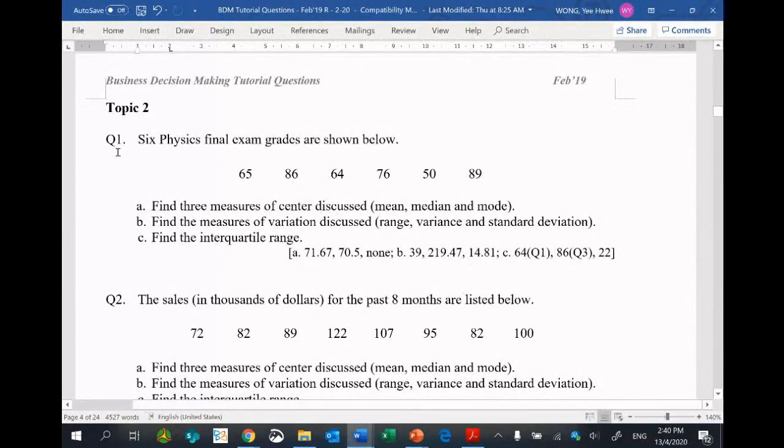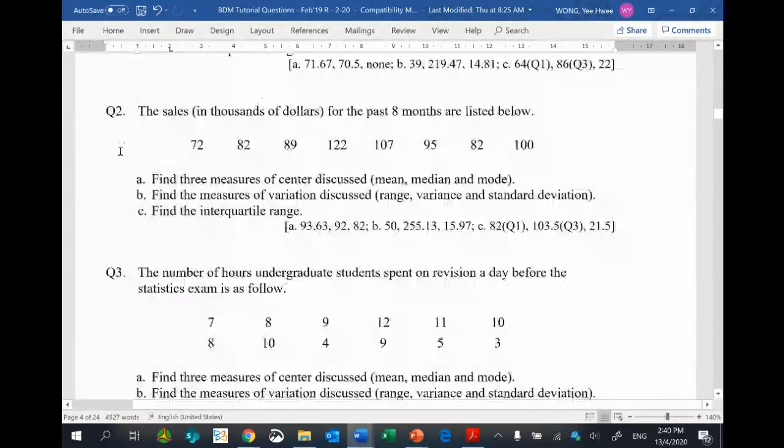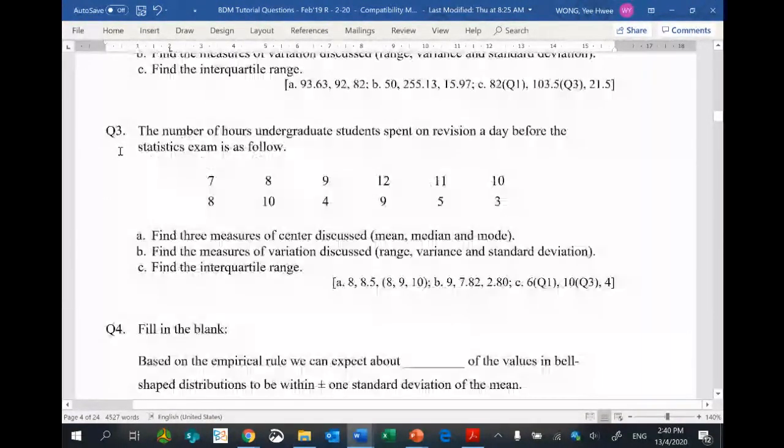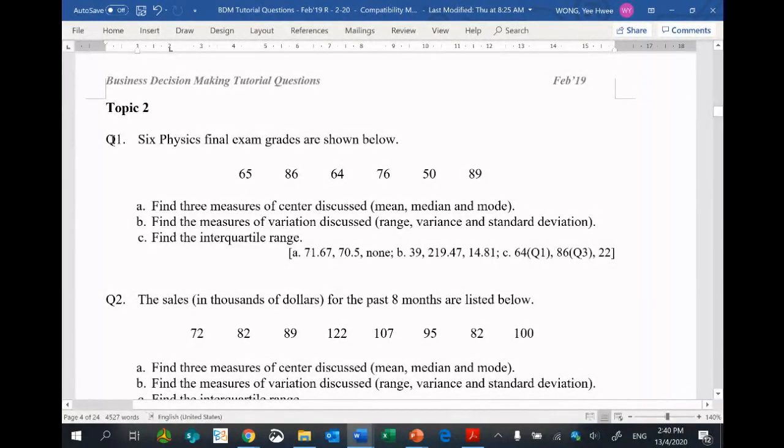Now topic 2, you have 4 questions only. Question 1, you have 6 numbers. You are asked to find the 3 measures of center. So what are the centers that we discussed? Mean, median, mode. What are the measures of variation we discussed? Range, variance, and deviation. And what is the interquartile range? It's exactly what we discussed just now, right?